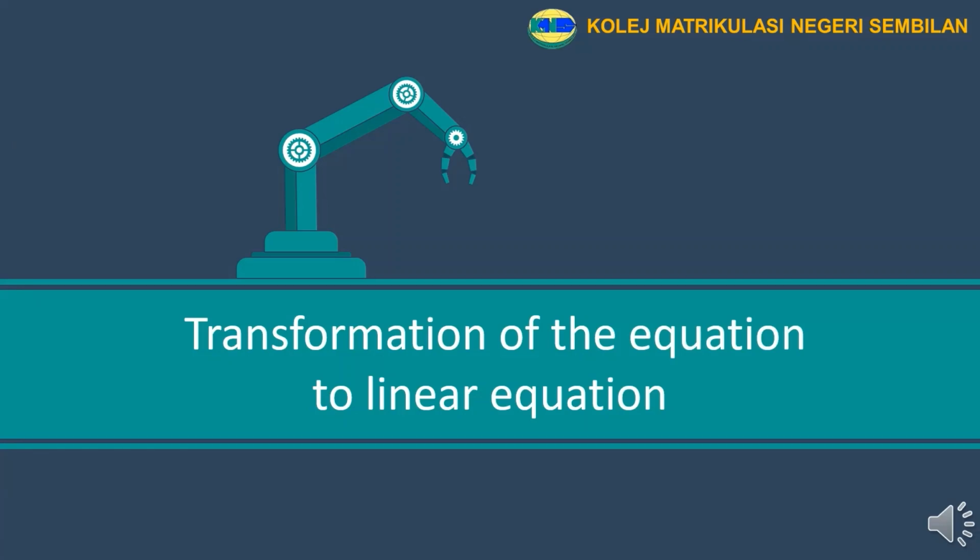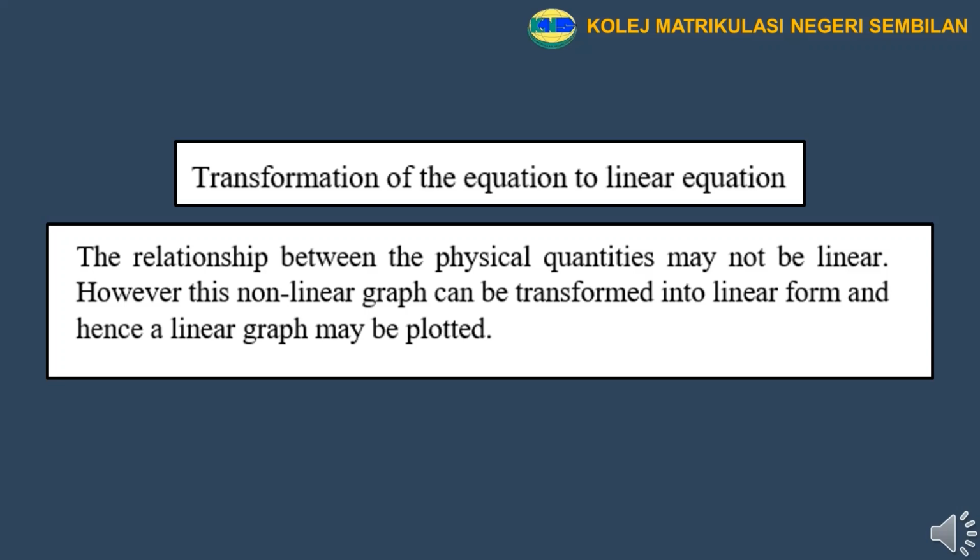Transformation of the equation to linear equation. The relationship between the physical quantities may not be linear. However, this non-linear graph can be transformed into linear form, and hence a linear graph may be plotted.